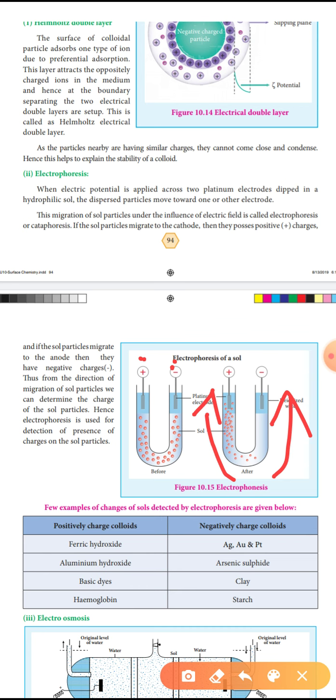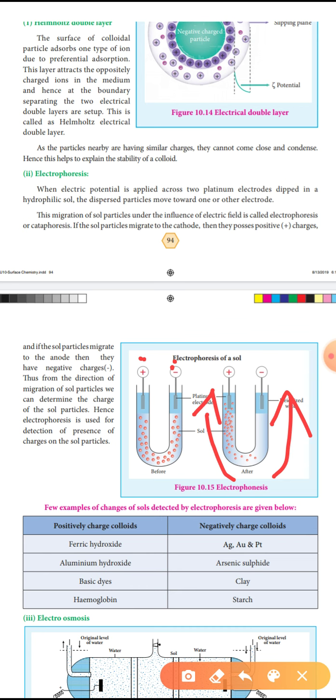Okay, so here, on applying an electric field, if the particles migrate to the cathode, the particles are positive in charge. If the particles are moving to the anode, the particle charge is negative.